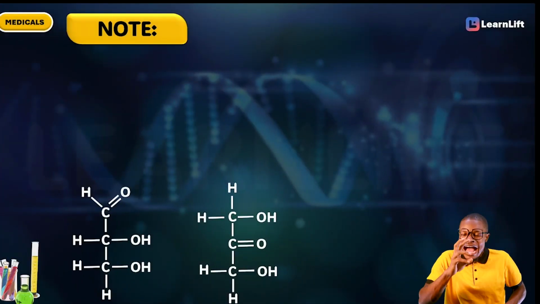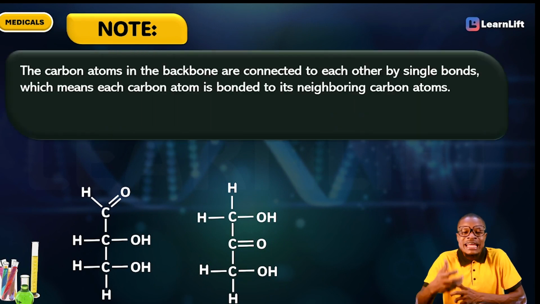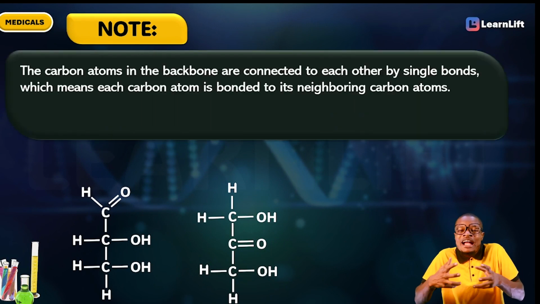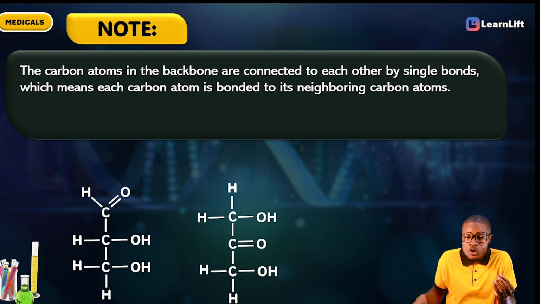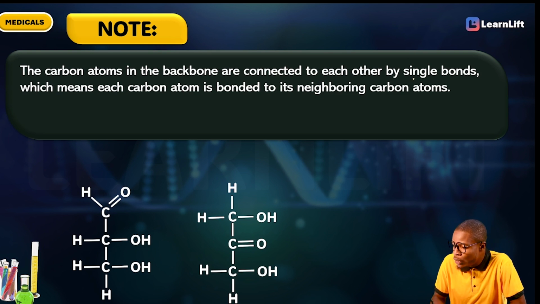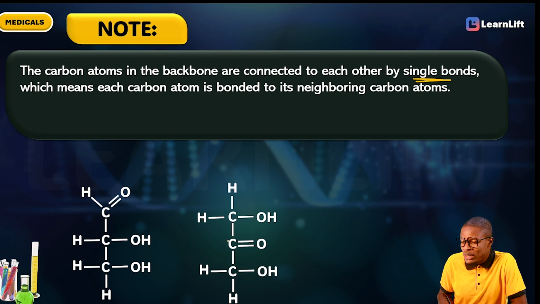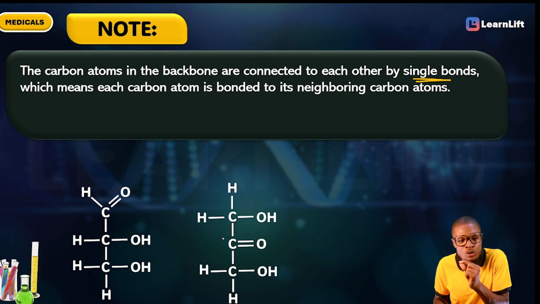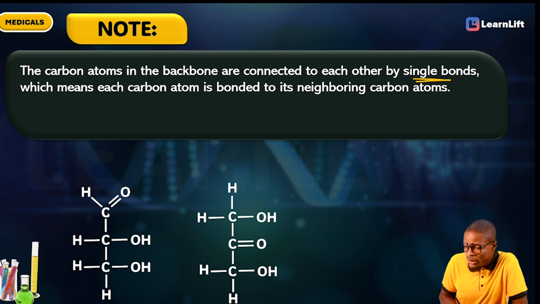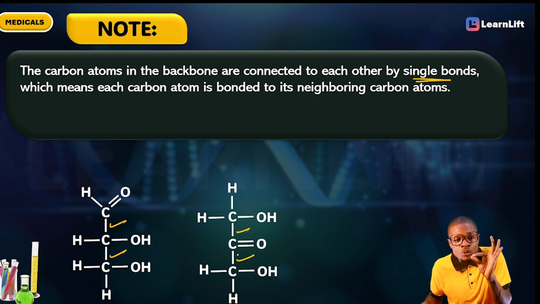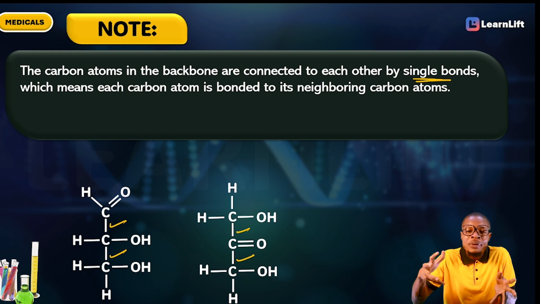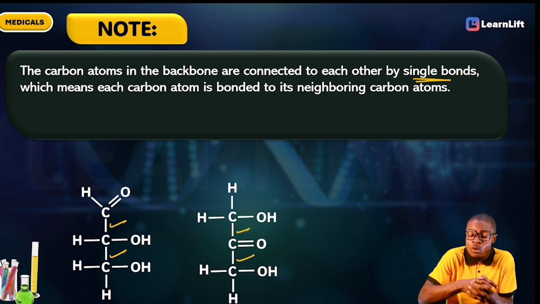But note this as the second thing to note very quickly: the carbon atoms in the backbone are connected to each other by what type of bond? Single bond. You can't see a carbon to carbon double bond in your monosaccharide. How is this carbon linking to this other carbon? Of course, single bond. How is this carbon linking to another carbon? Single bond, carbon to carbon, single bond. So they are single bonds, which means that a carbon atom is bonded to the neighboring carbon atom with a single bond.